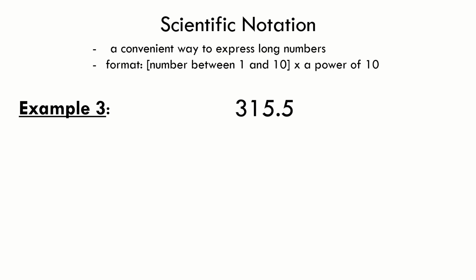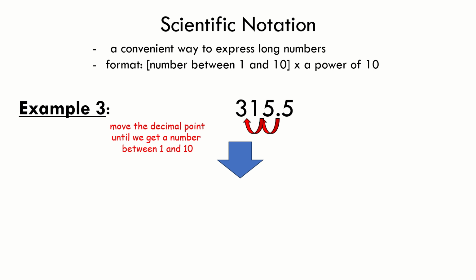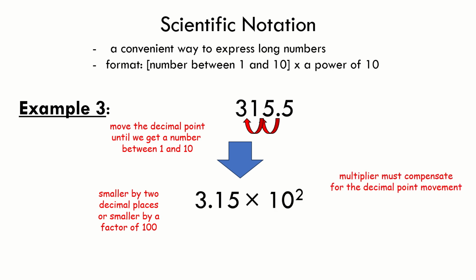Example number 3, 315.5. Sa pagkakasulat na ganito, kitang-kita na yung decimal point. Hindi na siya nakatago. No? Kaya ngayon, galawin na lang natin yung decimal point natin para makakuha tayo ng coefficient na may value between 1 and 10. And now, our coefficient is 3.15. Mas maliit siya by 2 decimal places. Kaya babawian natin siya ng coefficient na 10 raised to 2.